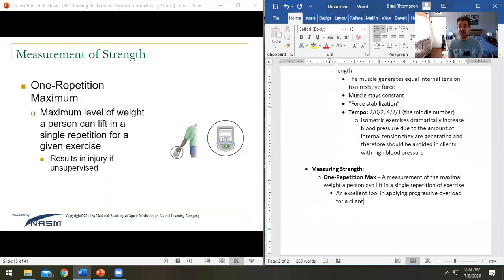If we're talking about the principle of overload, and we're talking about progressive overload, how do you continue to make things more challenging for your client? Well, one of the best ways to do that is by working at the proper percentage of 1 rep max, right? So obviously this can be dangerous, like if somebody's trying to test this without supervision, if they don't know how to do it properly. So you do need to be careful with that.